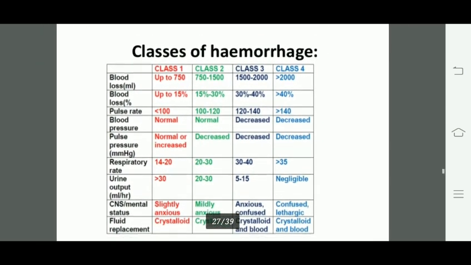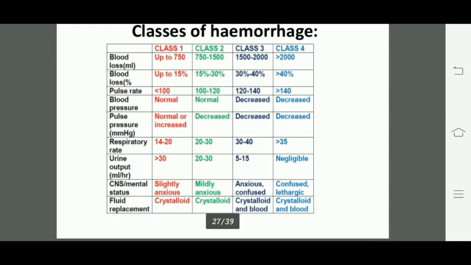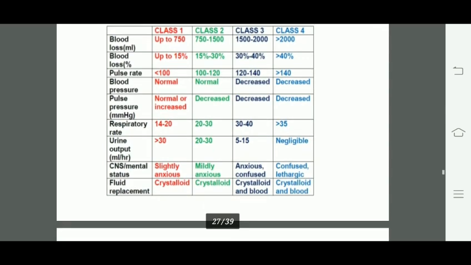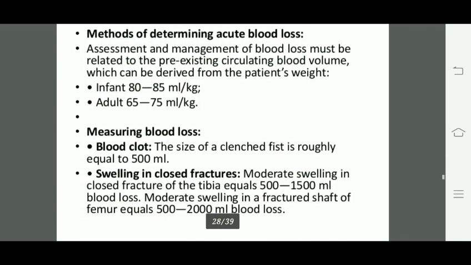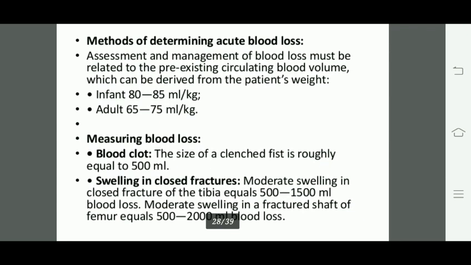Next is classes of hemorrhage. There are 4 classes. I think you can just go through this. It's not that important. Next is methods of determining acute blood loss. Firstly, assessment and management of blood loss must be related to the pre-existing circulating blood volume, which can be derived from the patient's weight. For infants, it is 80 to 85 ml per kg. Adults, it is 65 to 75 ml per kg.